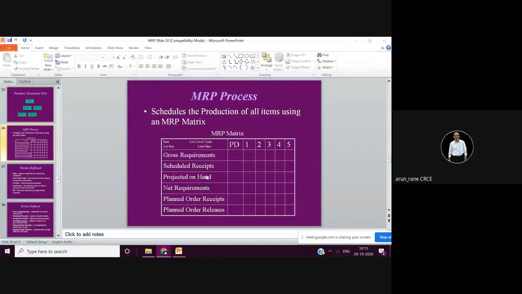Then projected on hand. What do you have in hand? What is your inventory? How many do you have, and how many are you going to get? And then what is your net requirement? Suppose the gross requirement is 100 pieces, you are going to receive 20, and in hand, that is inventory, is 10 pieces. So 20 plus 10 is 30, the requirement is 100, so the net requirement will be 100 minus 30, that is 70. And then you plan the order. You plan an order for the 70 pieces, and accordingly you release the order.